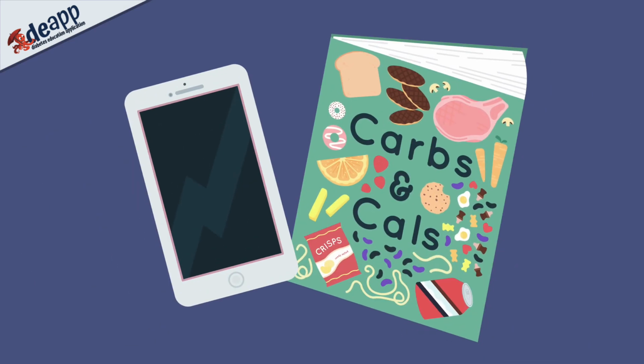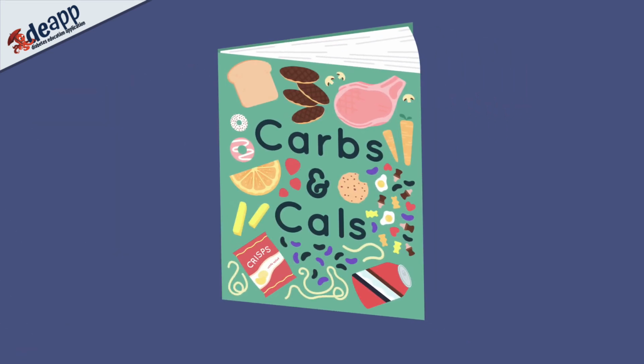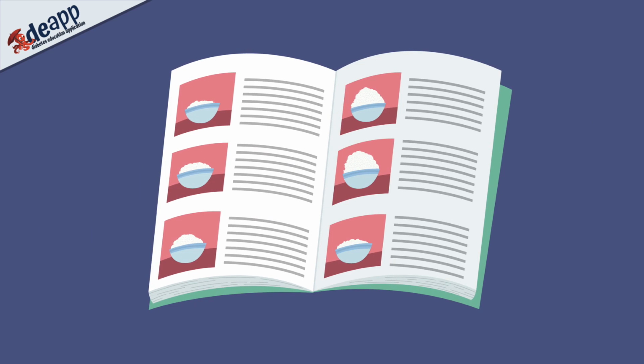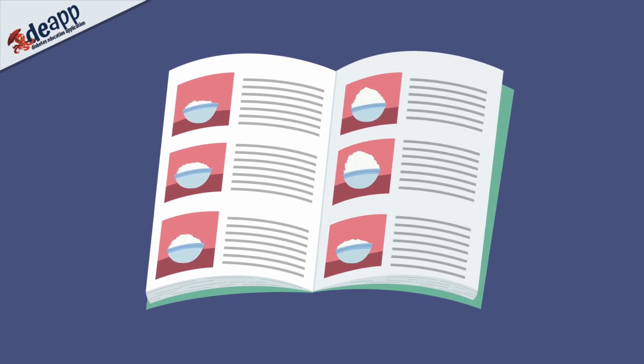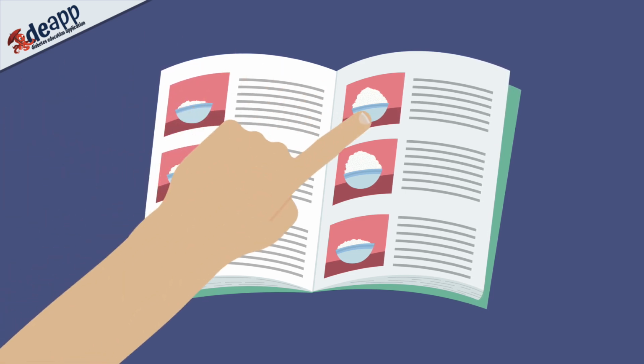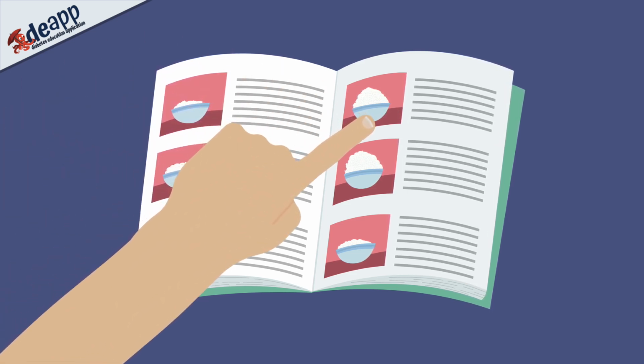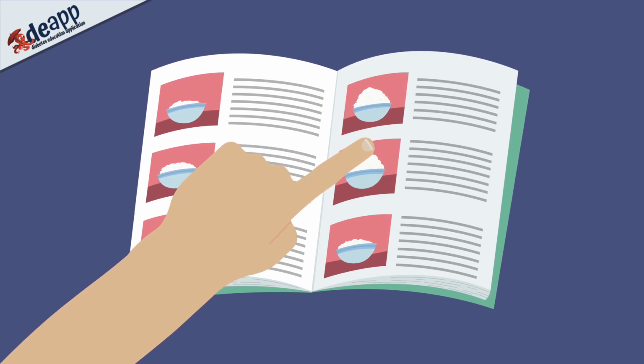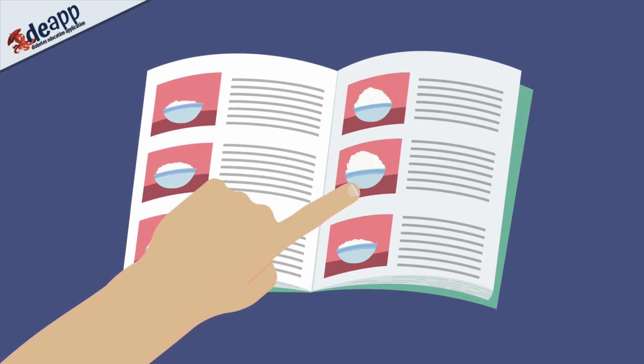Books and apps are available to help you work out the carb content of the food. Carbs and Cows is a resource that shows you photographs of different portion sizes along with the weight of the food and carb value of each portion. Find the picture that matches the portion you want to eat. Weigh out that portion and use the carb value listed.